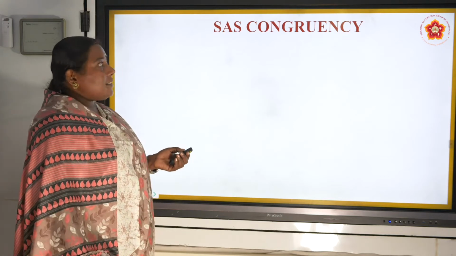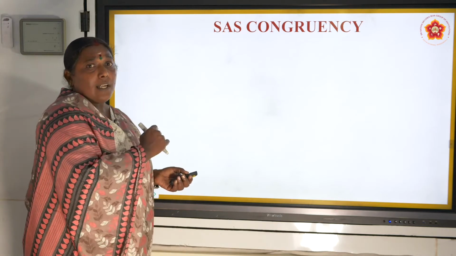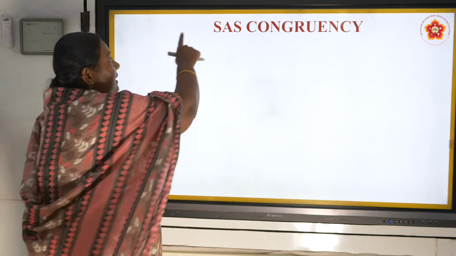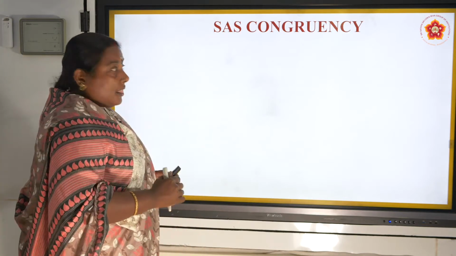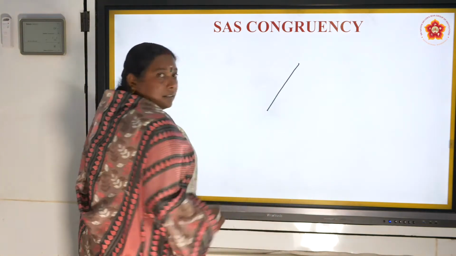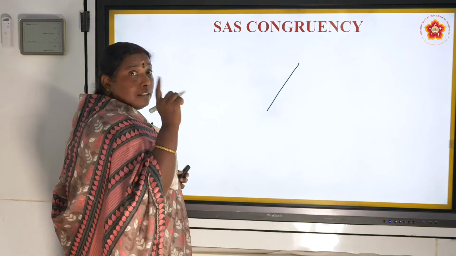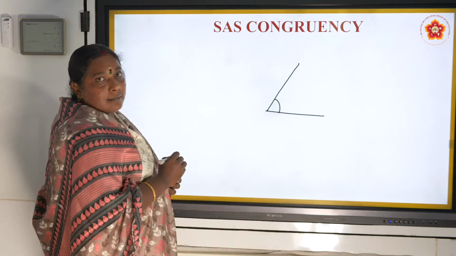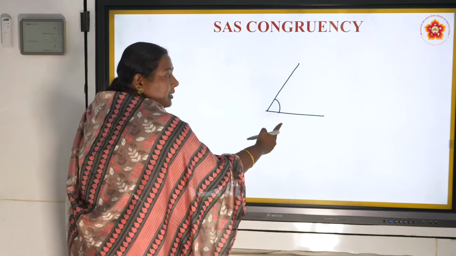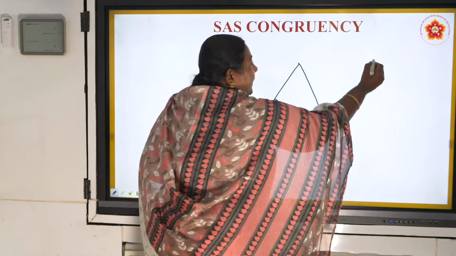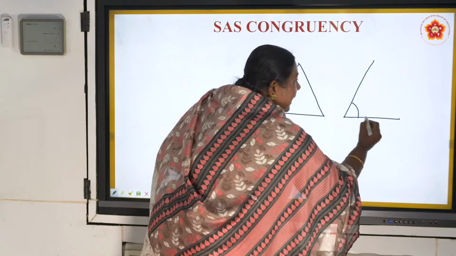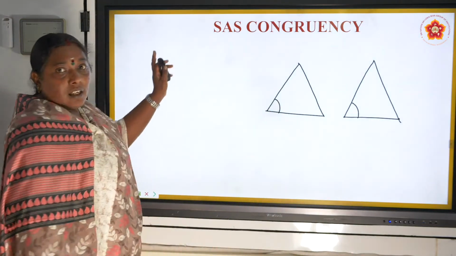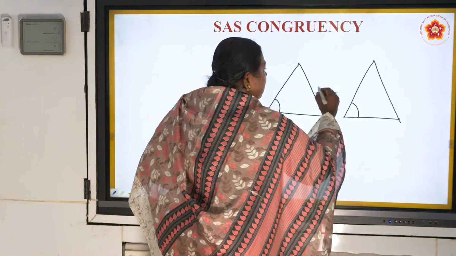Now SAS congruency. The first one we are going to see is SAS congruency. What is meant by SAS congruency? Just now we saw side, angle, side. That means a side, and the angle is not any angle, it is the angle included by the 2 sides. If side, angle, side of one triangle and side, angle, side of another triangle are the same, then we can tell that they are congruent triangles.